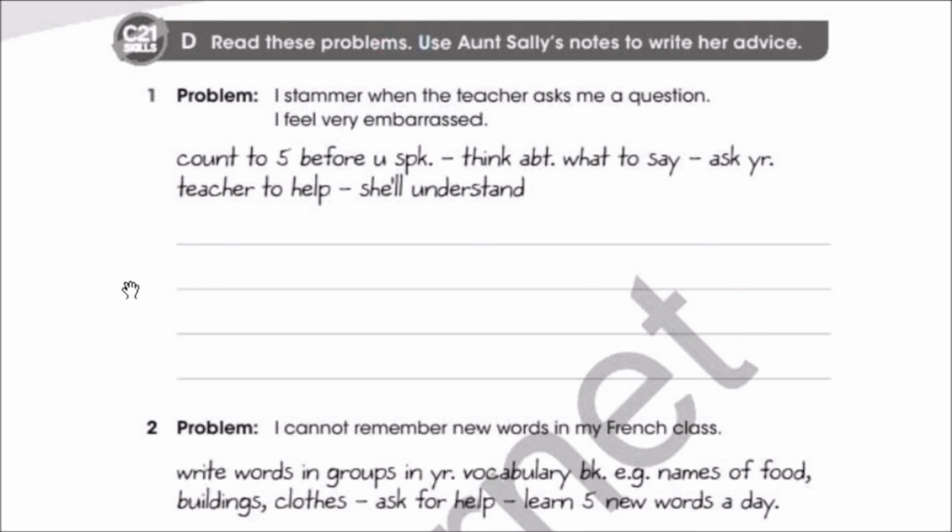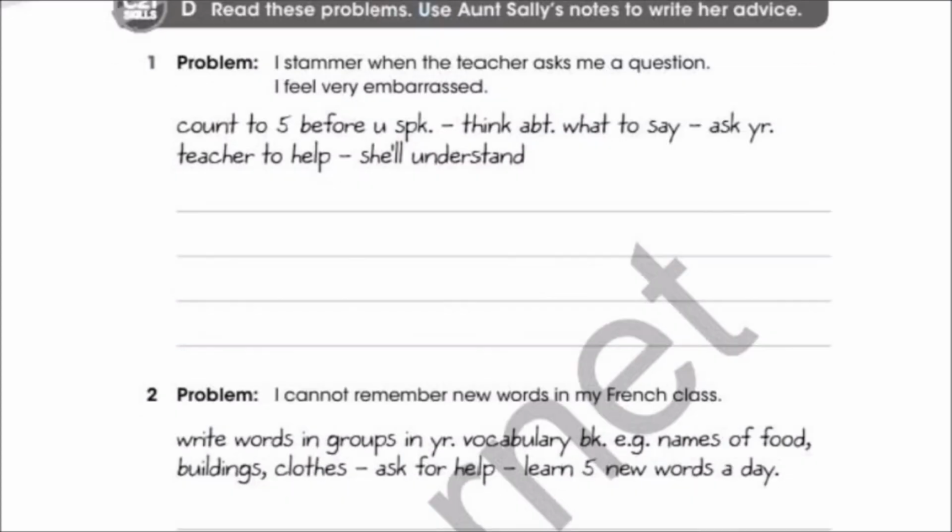Look at problem number 2. I cannot remember new words in my French class. Let's look at the note that Aunt Sally wrote. Write words in groups in your vocabulary book. For example, names of food, buildings, clothes. Ask for help. Learn 5 new words a day. As you can see, the notes can help you write a full paragraph. That's what I want you to do. Use the notes, write the paragraphs to finish this question.